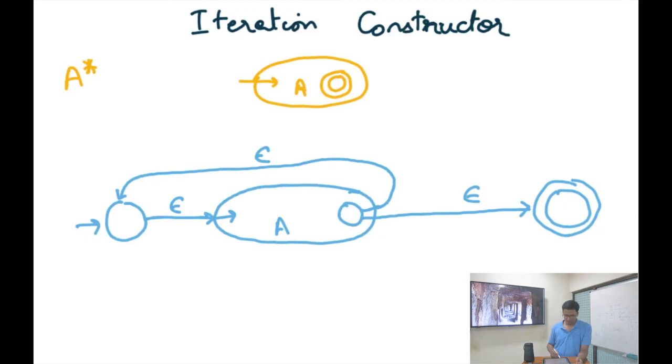There's one thing missing here. We also want to allow 0 occurrences of A, and to model that, we just add one more epsilon edge from our start state to the final accepting state. And so this is the iteration constructor.